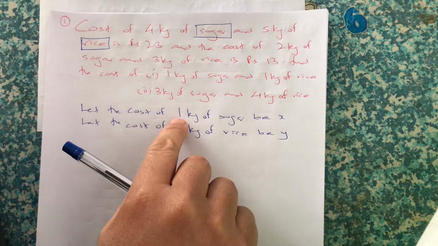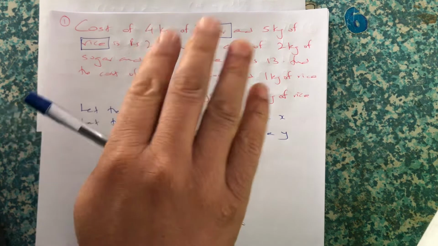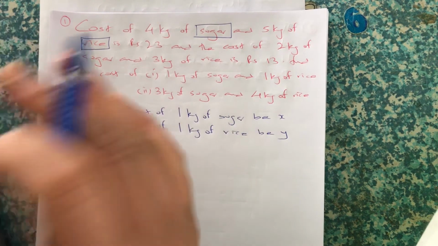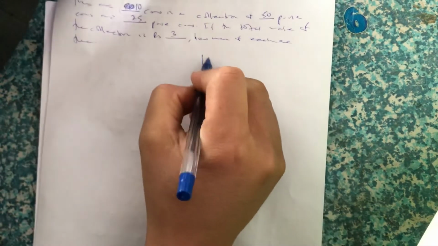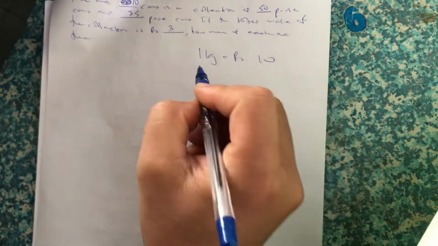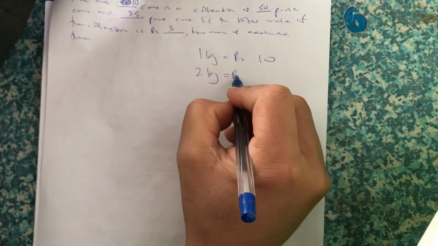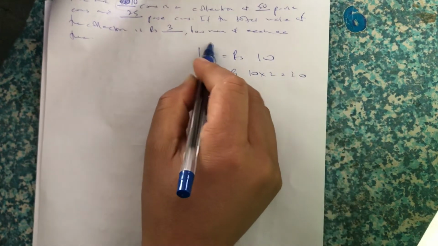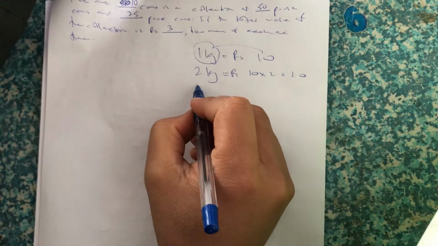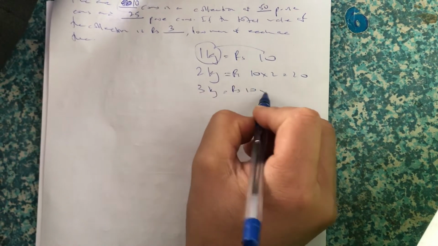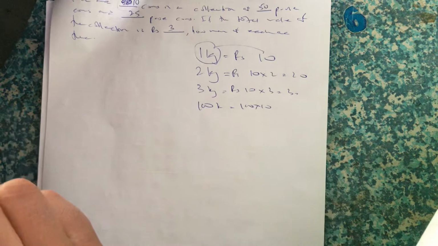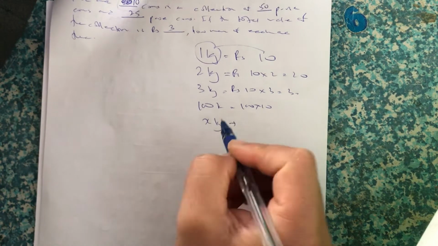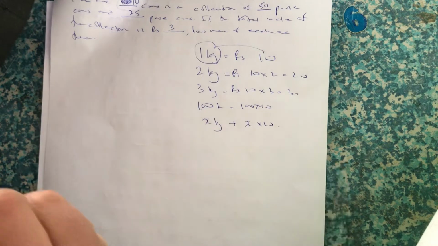And why do we always consider 1 kg? Because it's the easiest. If I know the price of 1 kg, I will know the price of any amount they mention. Like if 1 kg is 10 rupees, then for 2 kg, obviously I'll multiply: 10 into 2. If I know the price of 1, I can get the price of any quantity they ask. For 3 kg, it'll be 10 into 3, that is 30. For 100 kg, it'll be 100 into 10. If I say x kg, then it'll be x into 10. Clear?